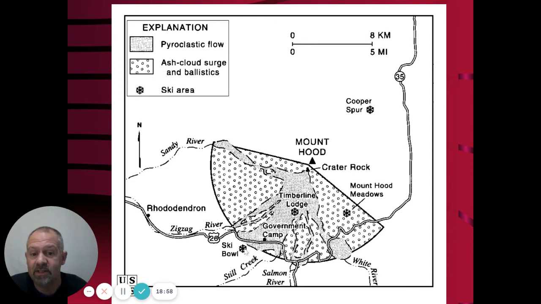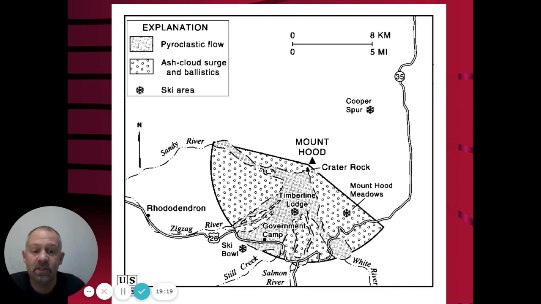But then you look here at Ski Bowl, and Ski Bowl sits on the other side of the road. There's a very good chance that Ski Bowl would not necessarily be hit by the pyroclastic flow. And you look at Meadows over here. Meadows would get hit by the ash cloud and ballistics, probably some lapilli, some of those cinders and stuff, but probably not be hit by the pyroclastic flow, okay?